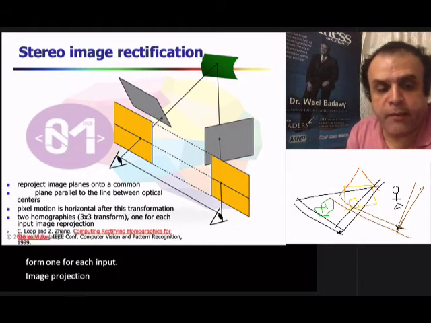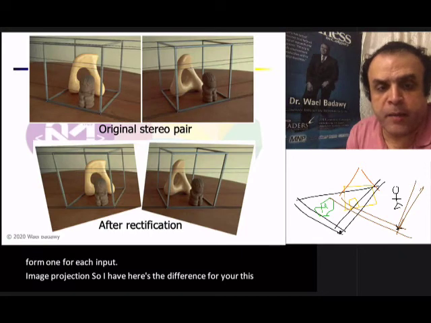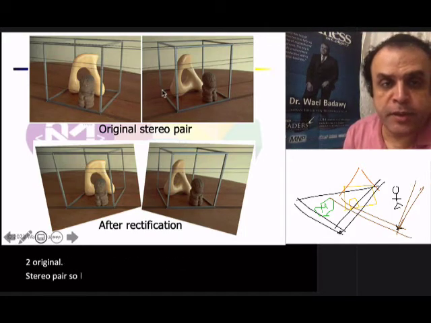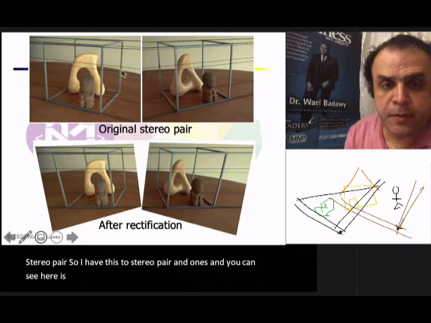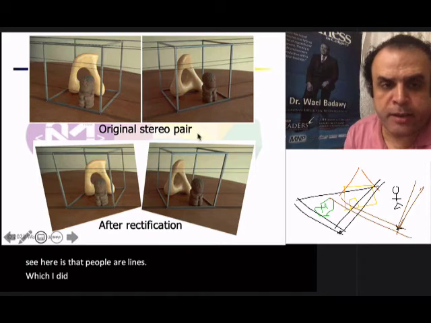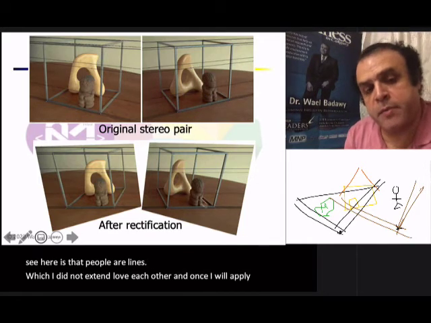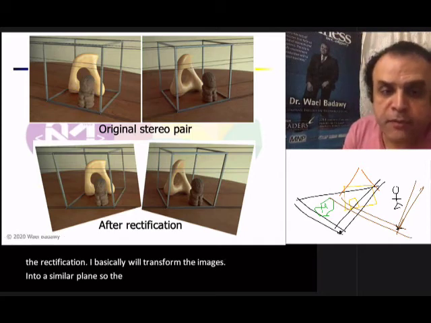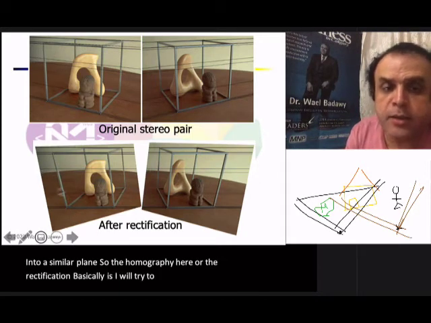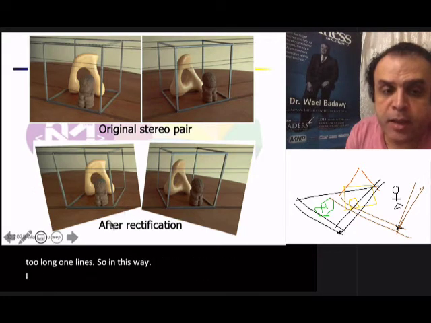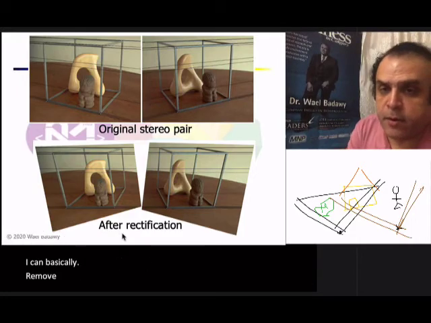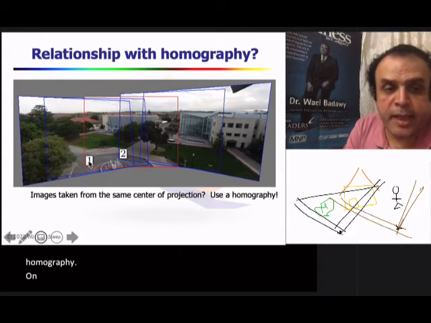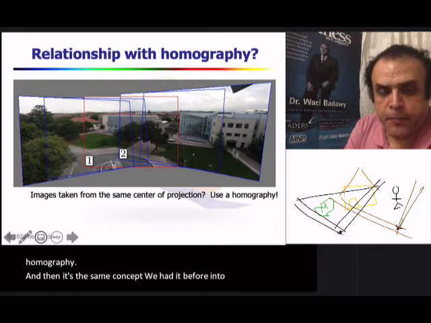I have here a reference for you on this particular application. Here I have two original stereo pair images, and you can see the epipolar lines which are not aligned with each other. Once I apply the rectification, I basically transform the images into a similar plane. So the homography, or the rectification, basically tries to align these lines into being one line. In this way I can remove the effect of the camera. The images are taken from the same center of projection using a homography, and it's the same concept we had before in the panoramic view.